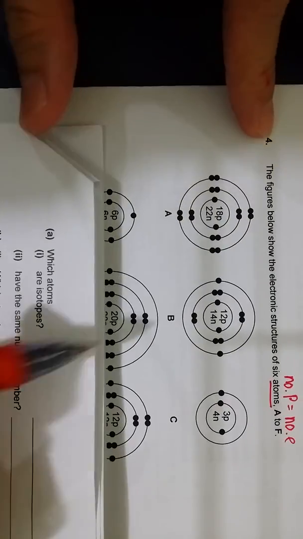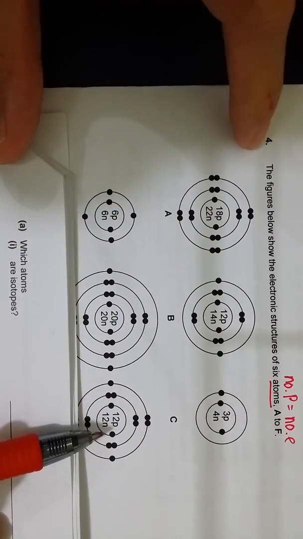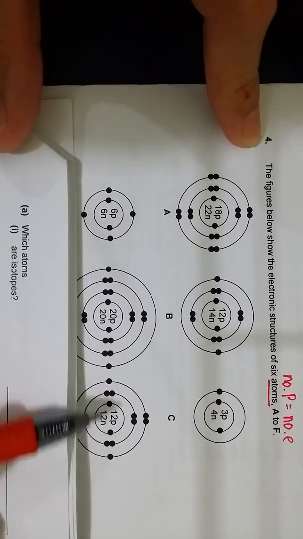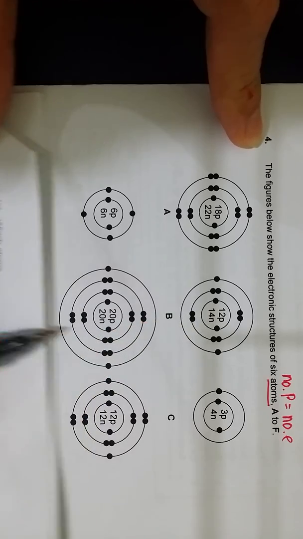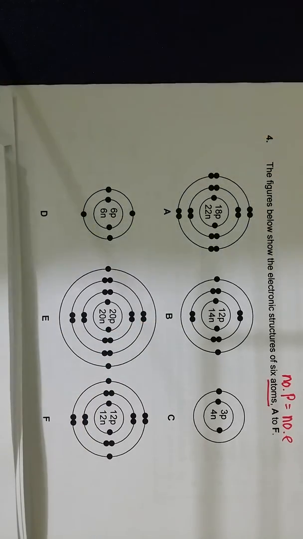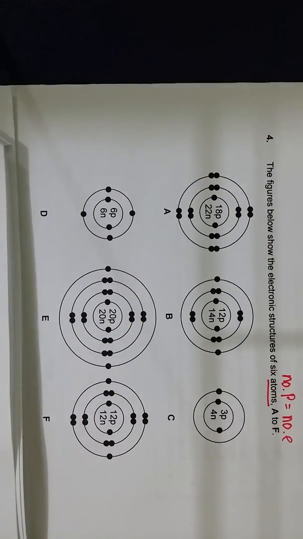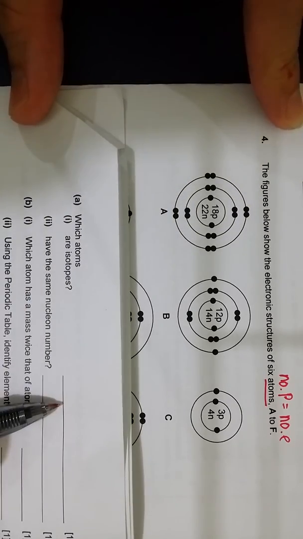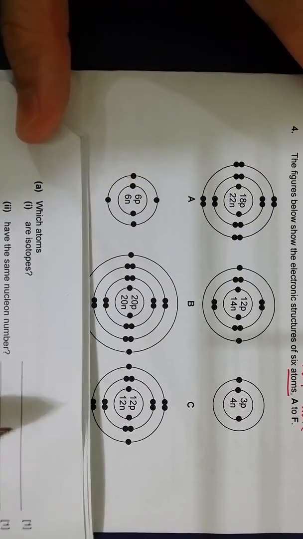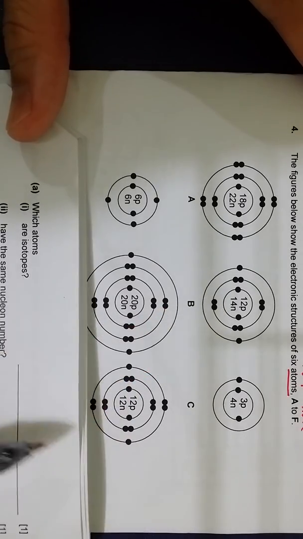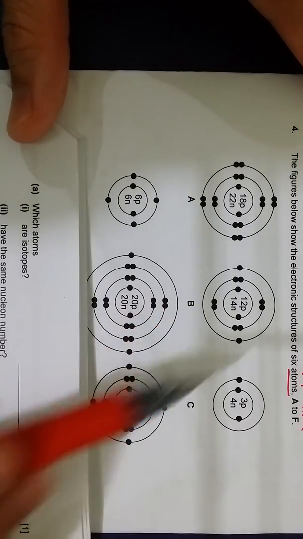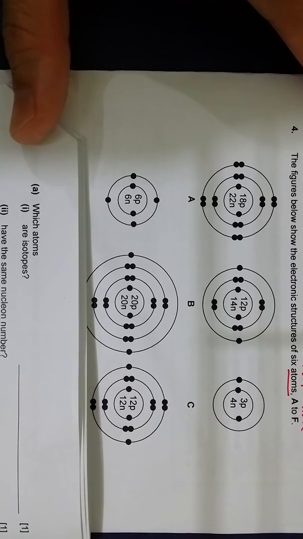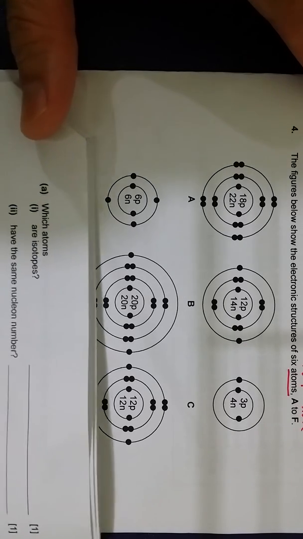So the number of protons must be the same, and the number of neutrons must be different. So it would be this and this. So the answer is B and F. For A1, the answer is B and F because these two atoms have the same number of protons, which is 12, but different number of neutrons, which is 14 and 12 respectively.